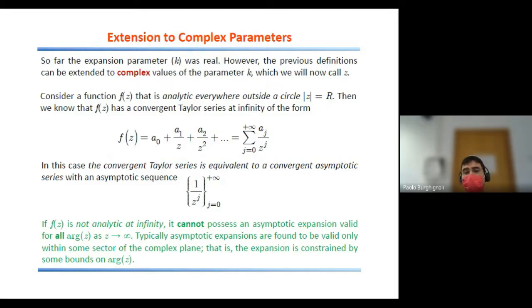If f is not analytic at infinity, however, it can be shown that it cannot possess an asymptotic expansion valid for all values of the argument. So typically, the asymptotic expansions of functions that are not analytic at infinity are valid only within some angular sector of the complex plane, as in the example of the error function we introduced in the first part of this lesson. That is, the expansion is constrained by some bounds on the argument of z. That's the occurrence of the Stokes lines of discontinuity.